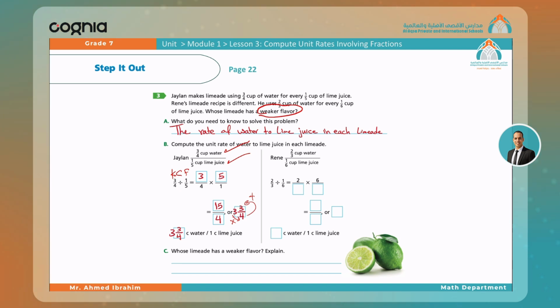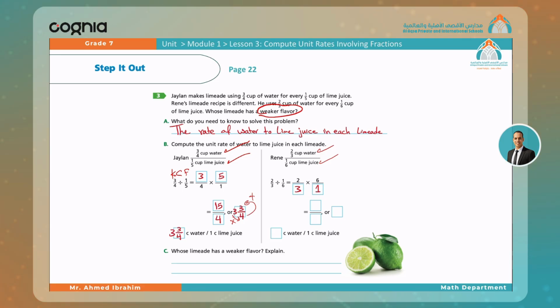For Renee, 2/3 cup water for 1/6 cup lime juice. We do the same, dividing fractions again. 2/3 divided by 1/6. You keep the 2/3 and change the divide to multiply, and the 1/6 you turn into 6 ones. You flip it, you make it 6 over 1.